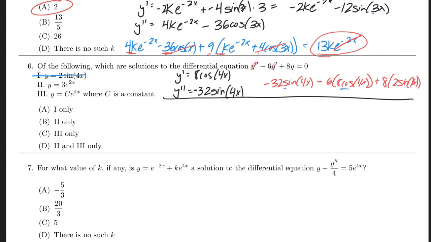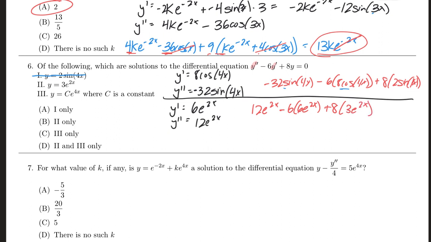Now we want to do the same thing for the second one. y prime is going to be 6 e to the 2x. y double prime is going to be 12 e to the 2x. Just remember the chain rule each time, that extra factor of 2 you're going to get. Then we're going to have 12 e to the 2x minus 6 times 6 e to the 2x plus 8 times 3 e to the 2x.